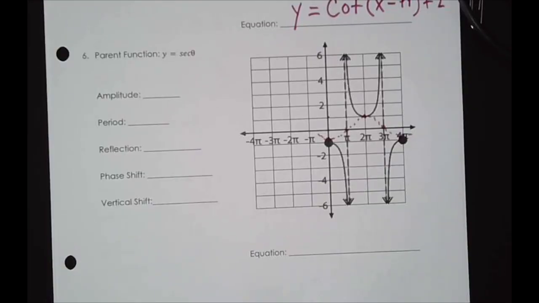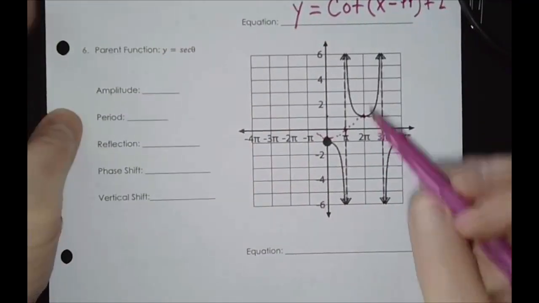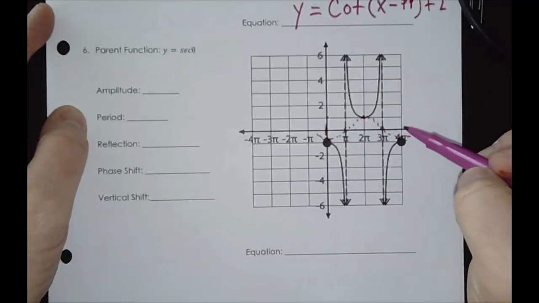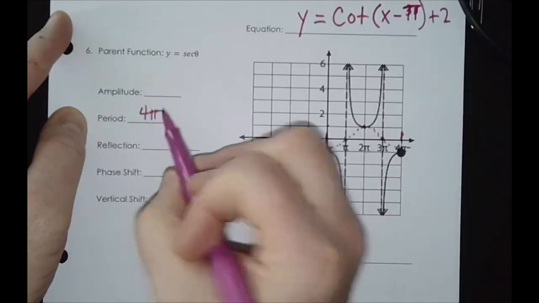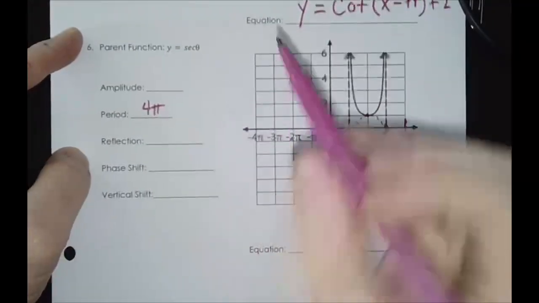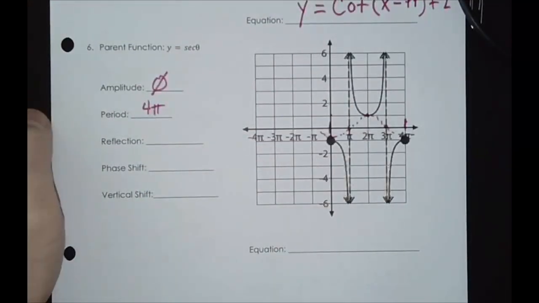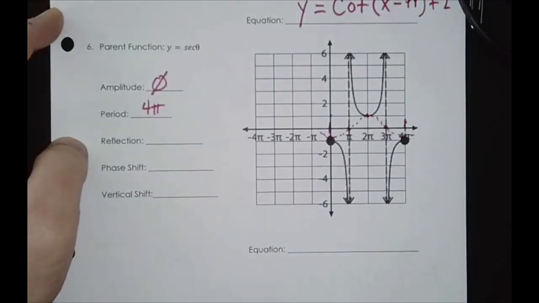What's the period length, though? How long is it from beginning to end? 4 pi. It goes from 0 to here. Now, technically, for secant and cosecant, your answer is there is no amplitude, or you put undefined for amplitude.